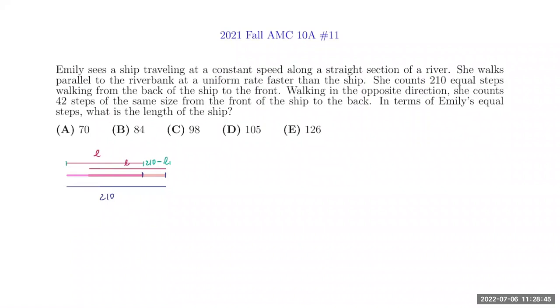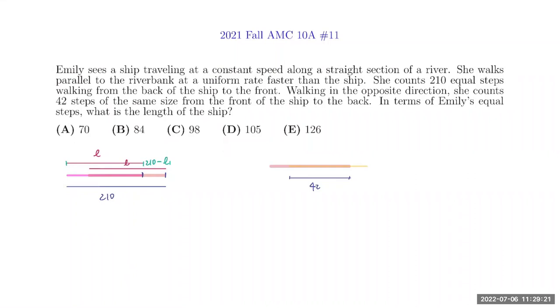So now let's take a look at the second situation where Emily is now at the front of the ship and she wants to walk backwards now. The ship is still moving at this same constant speed, so it'll move forward. But the problem is Emily is walking backward. So we know that she starts at the front of the original ship and goes backwards to the end of the moved ship. So this distance here is going to be 42 steps by Emily.